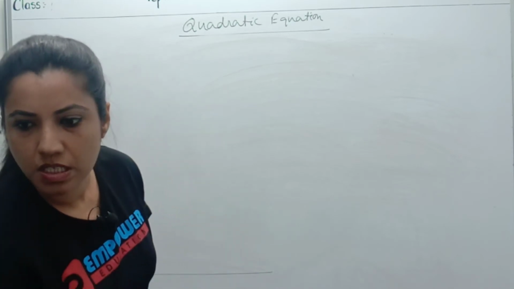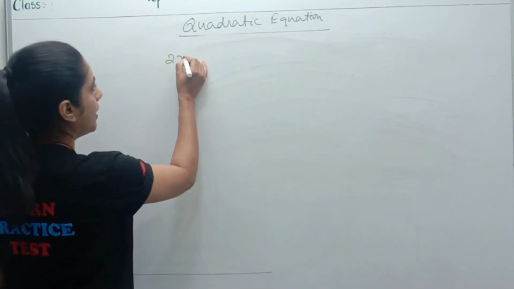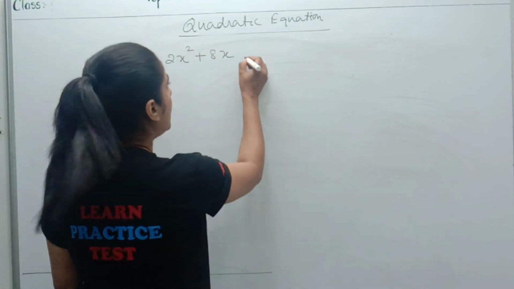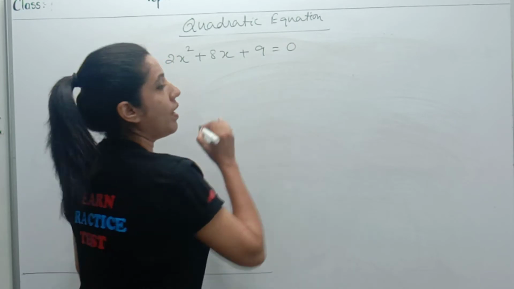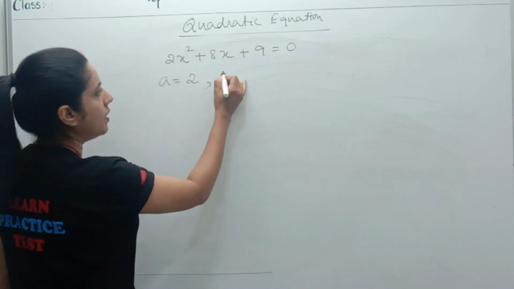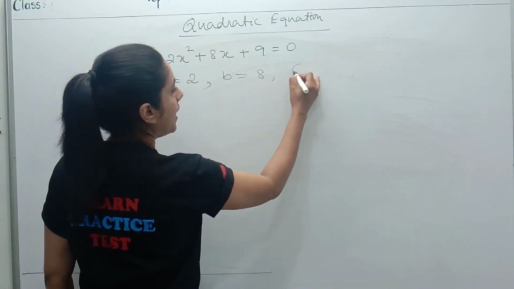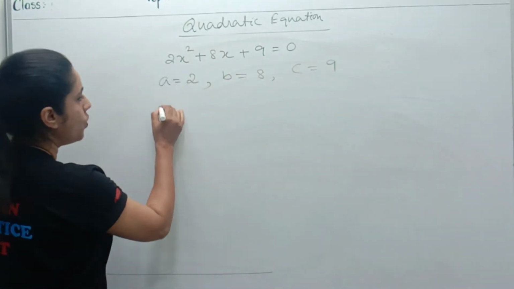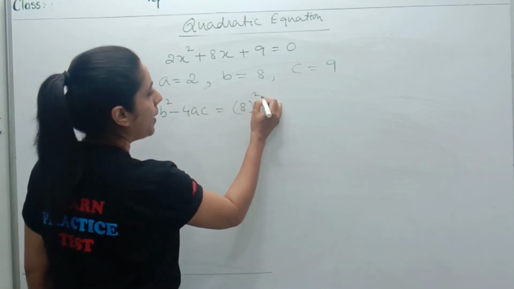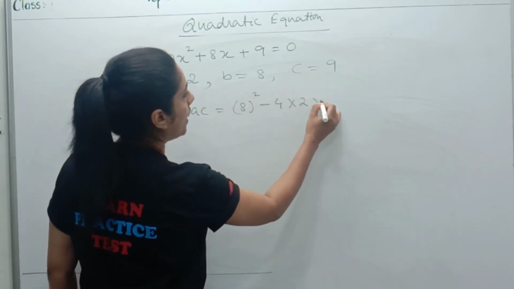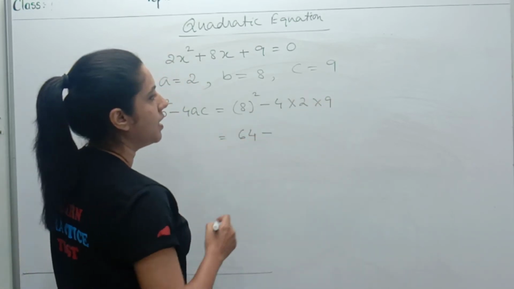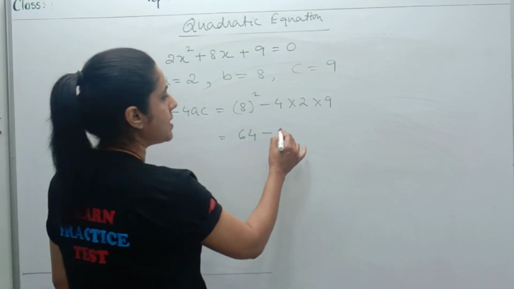The next question is 2x square plus 8x plus 9 equal to 0. We have to comment on the roots. So let us find out our A, that's 2 here, B is 8 and C is 9. So b square minus 4ac, that's 8 square minus 4 into 2 into 9. 8 into 8 is 64 minus 4 into 2 into 9 is 72.